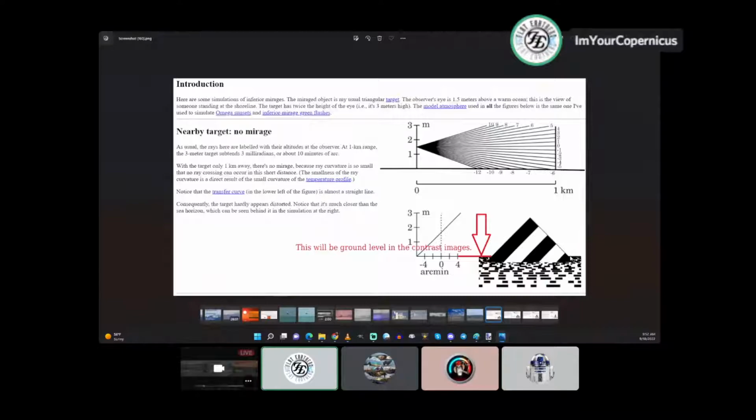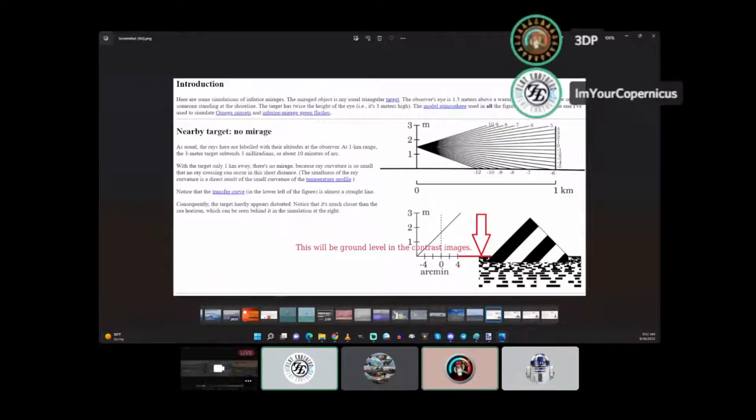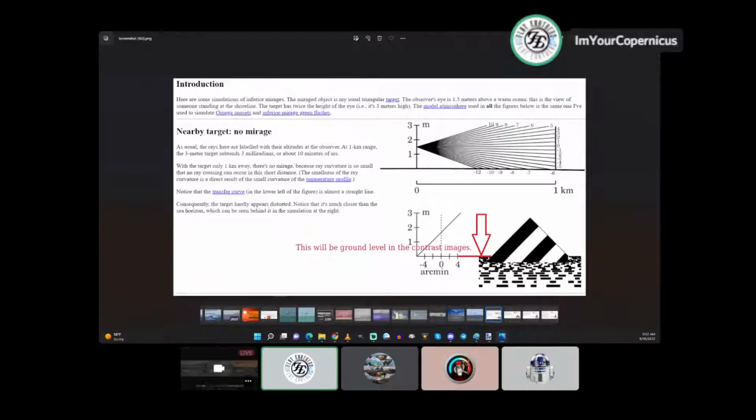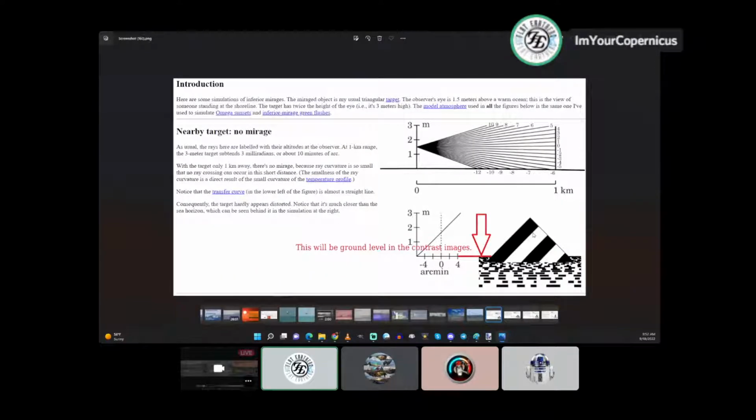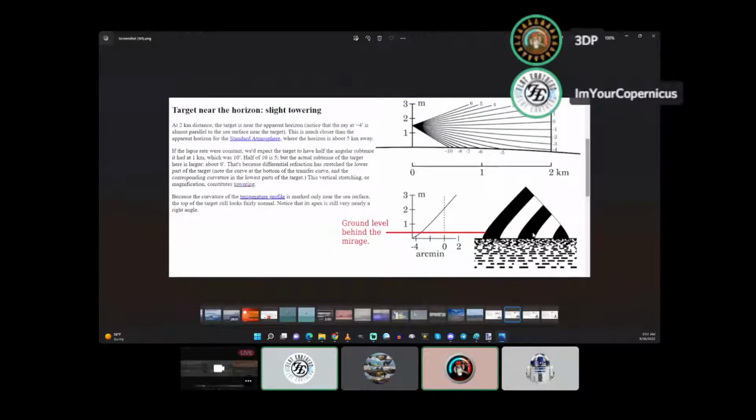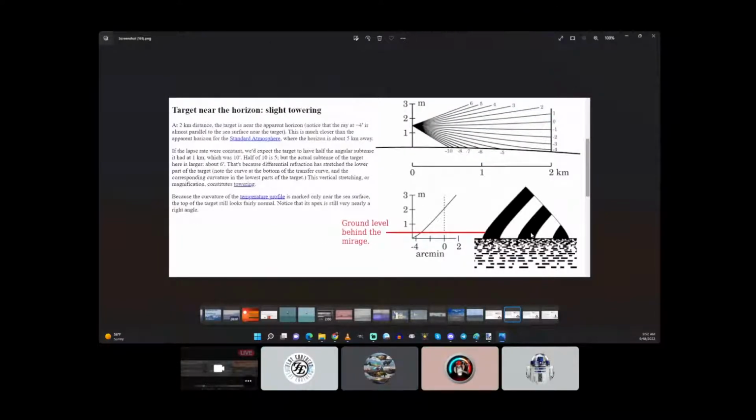All right. Now, this is the target with no mirage. And he has the horizon behind the target. The target is in front of the horizon. Now, he moves a kilometer away, and there's a mirage. He goes a kilometer closer, no mirage. Kilometer away, mirage. He is moving away. But you'll notice, here's the horizon now. The horizon now is in front of the target.